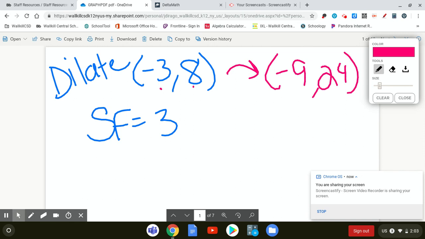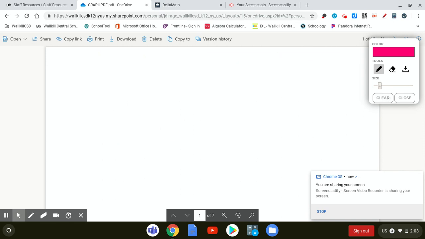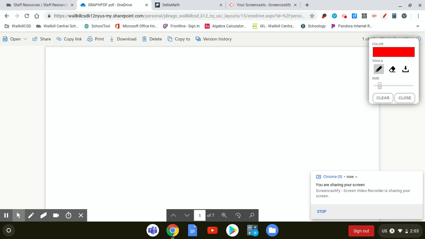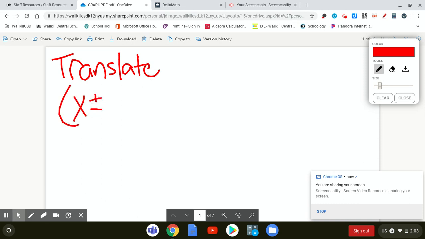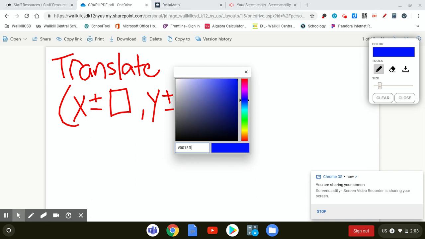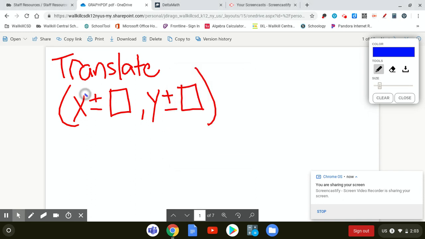All right, so to recap, we talked about transformations or translations. That means you add or subtract a number from x, and you add or subtract a number from y, depending if you're going left, right, up, down. So in this case, adding to x would be going right, subtracting would be going left, adding to y would be going up, subtracting from y would be going down.